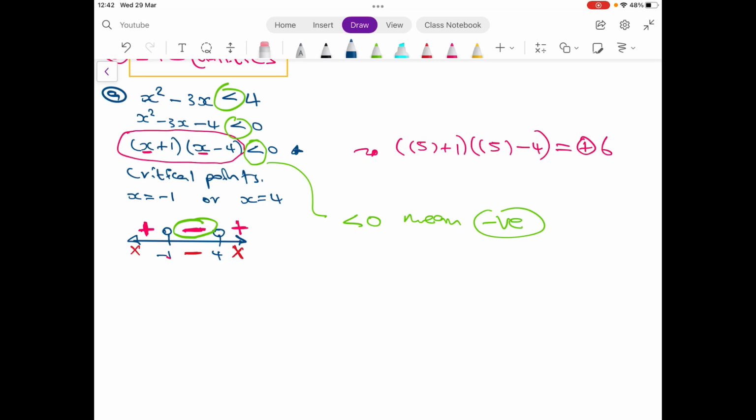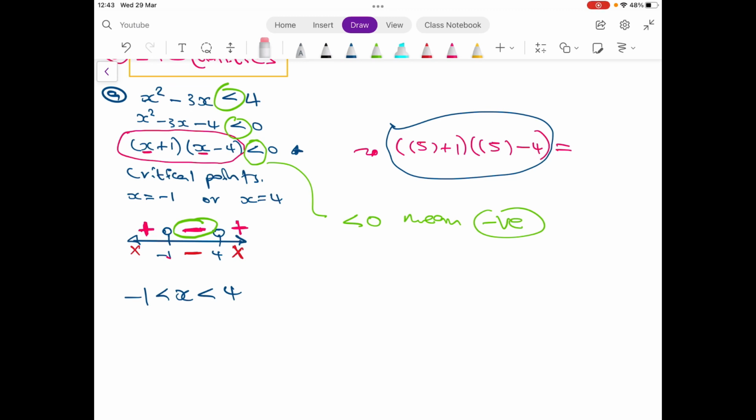That means our x will have to be between... there's no less than or equal to, it would actually have to be between negative 1 and 4 for this inequality to be valid, because any value of x which is between negative 1 and 4 will give us a product of this which is negative. The answer is going to be negative. It's going to be less than 0. I hope that makes sense.